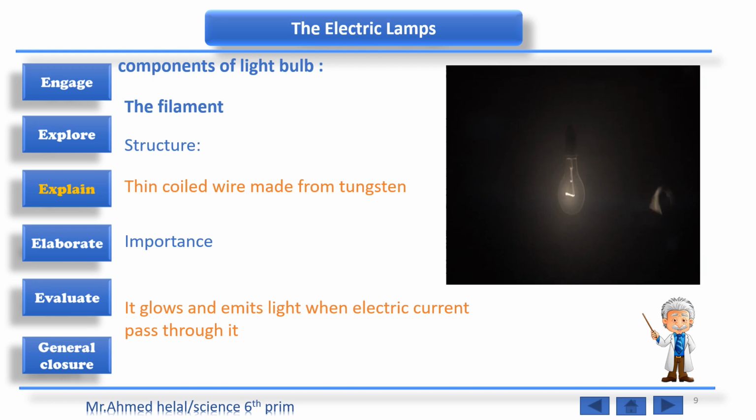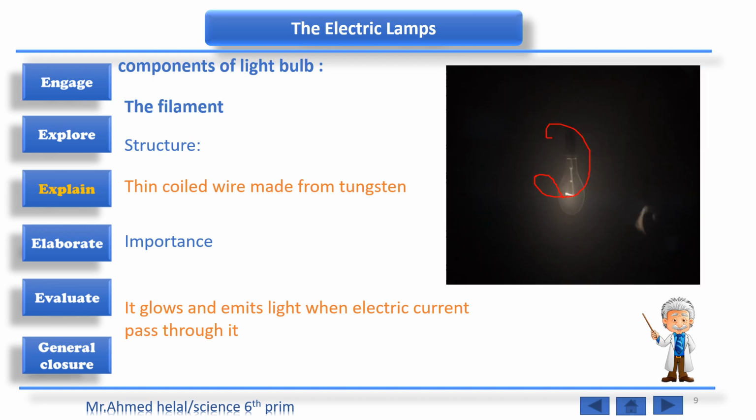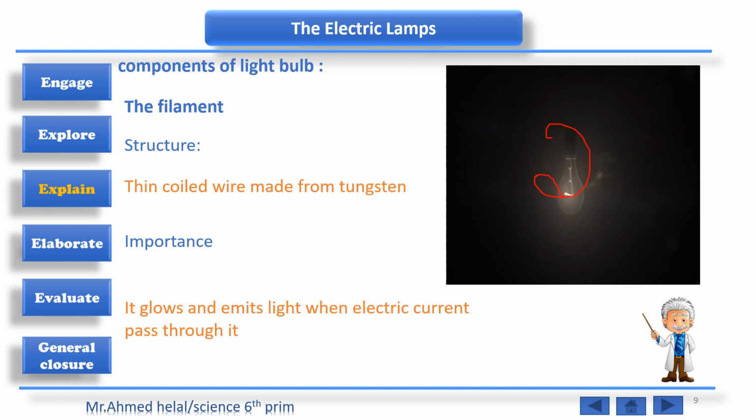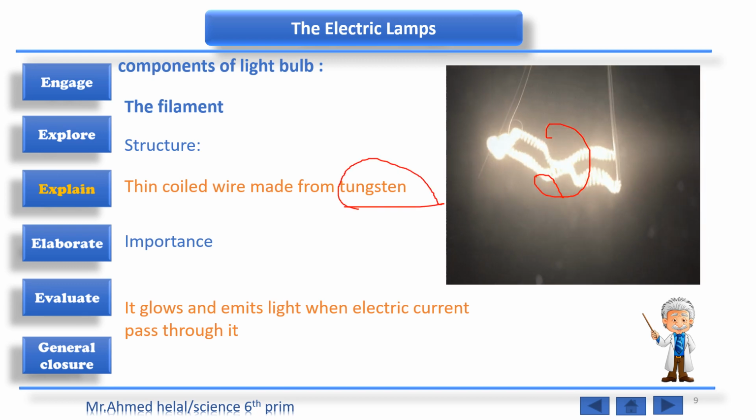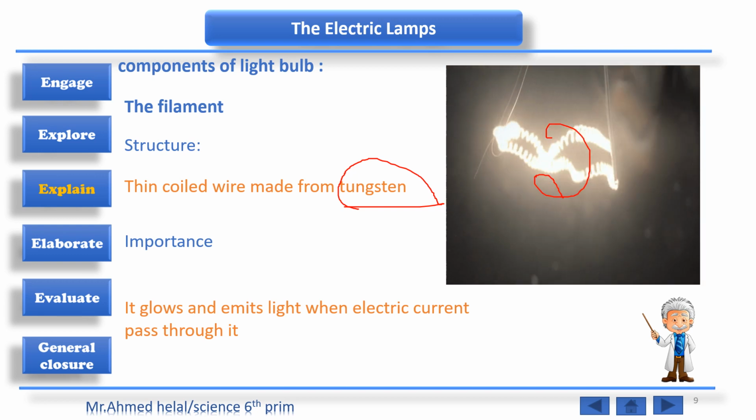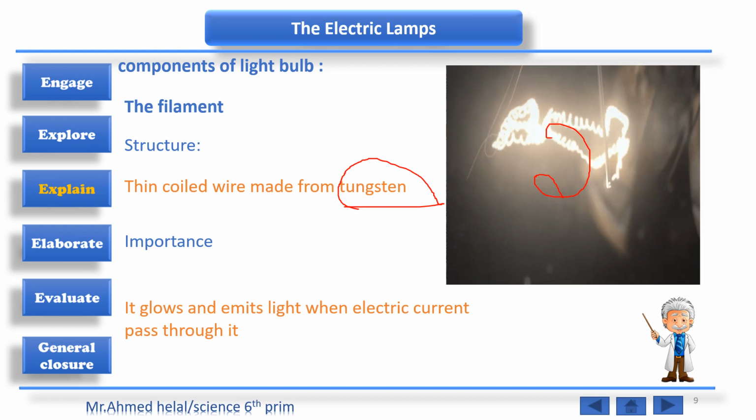And now let's talk about the components of the light bulb. First, we'll talk about the filament. This is called the filament. What is the filament? It's a thin coiled wire made of tungsten. This is so important. What is the importance of the filament? It glows and emits light when electric current passes through it.